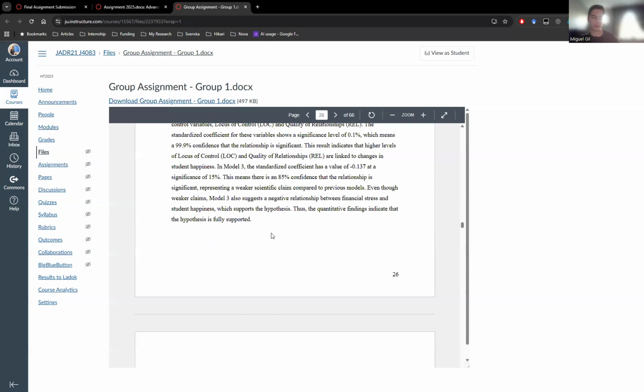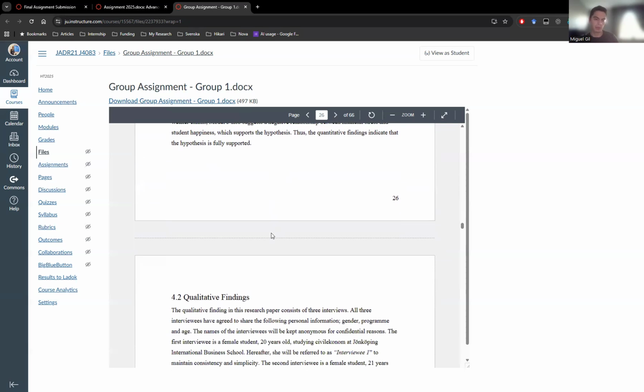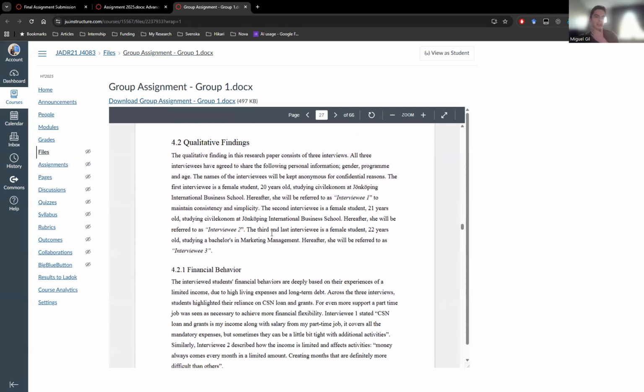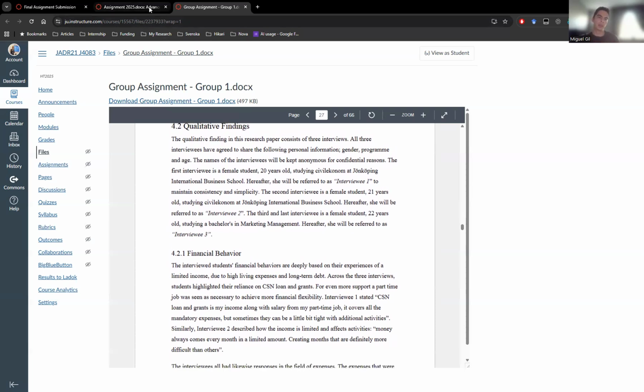We already talked about that in lab 2. So I think this quant part is very easy to write. It's copy pasting the tables and just writing about those tables. Then the next section, I think this can be a bit tricky and it can take some time to write. It's not as simple as the other one. This one is the qualitative part, the qualitative findings.